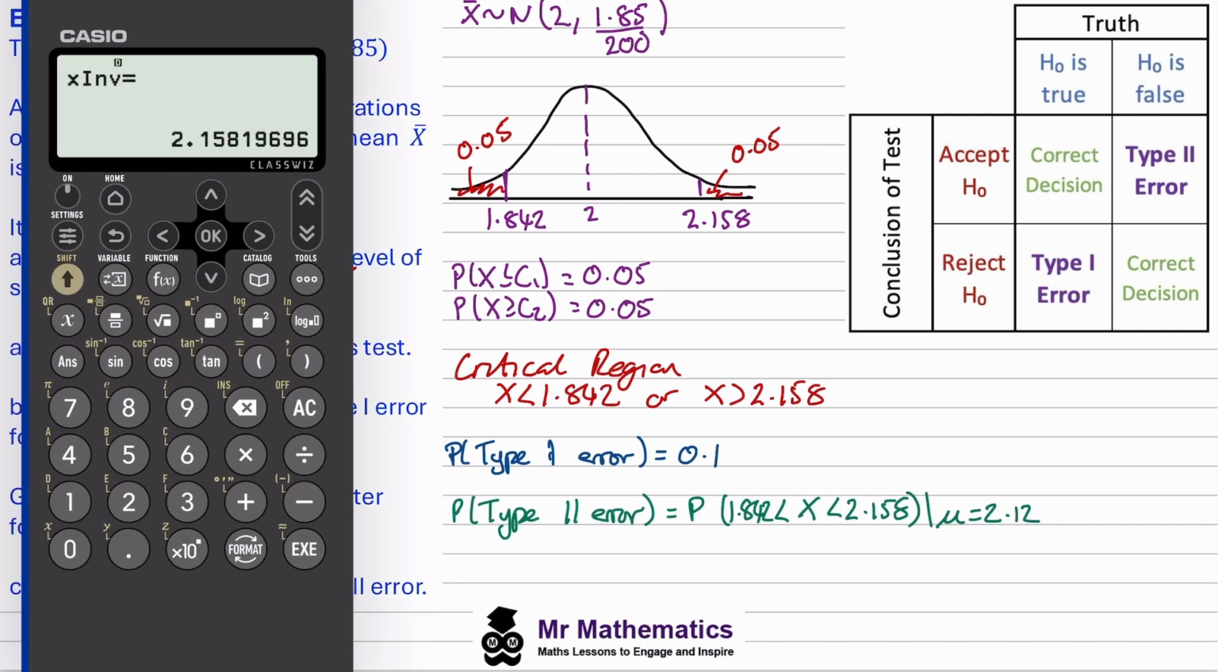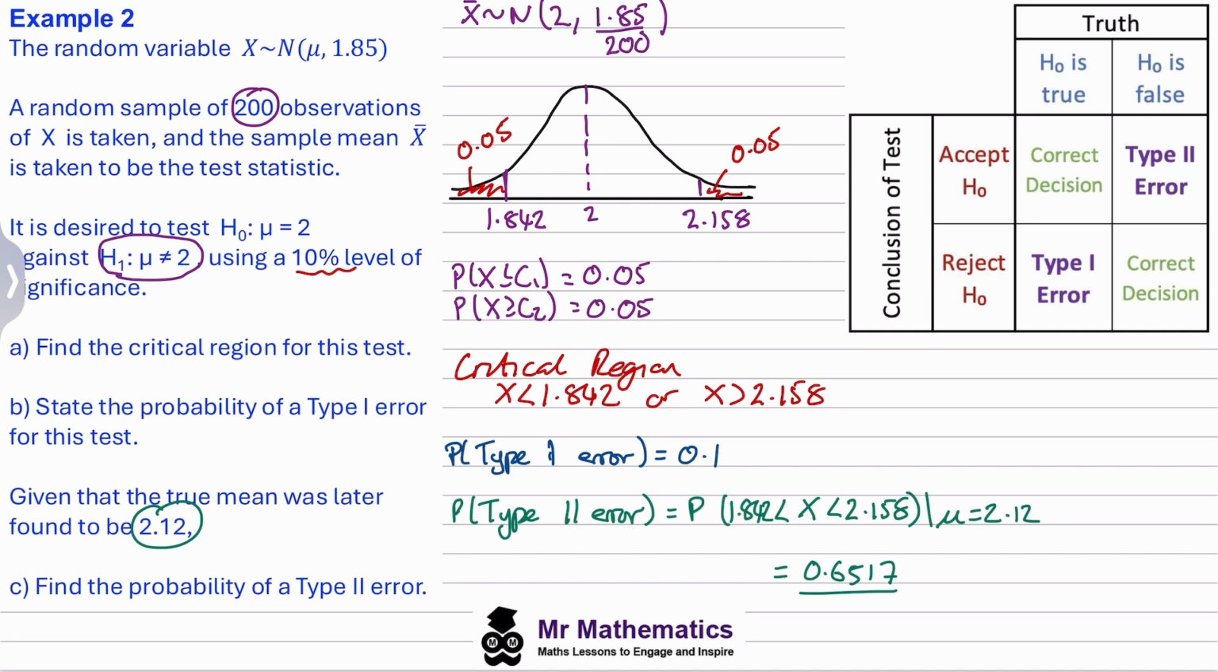So if we go to our calculator and we go to normal CD, we can choose our lower as 1.842, our upper as 2.158, and mu to be 2.12. The standard deviation is the same, and we'll execute that. And we get a probability of a type 2 error to be 0.6517. Okay? How did you get on with that? Let's try one final question.